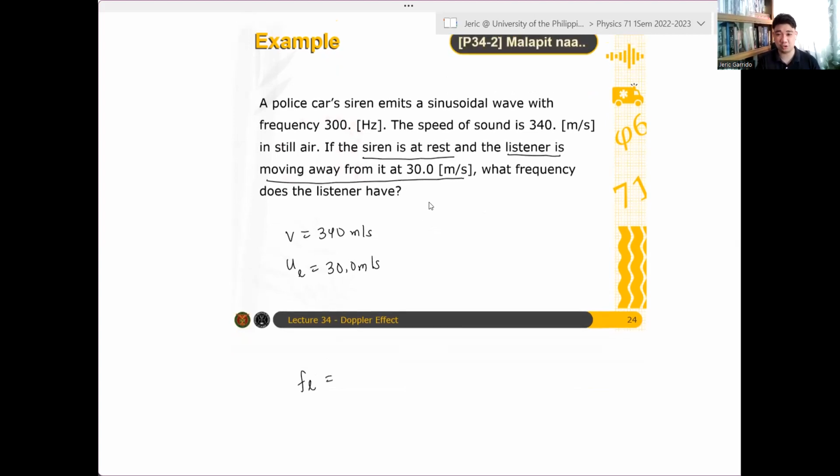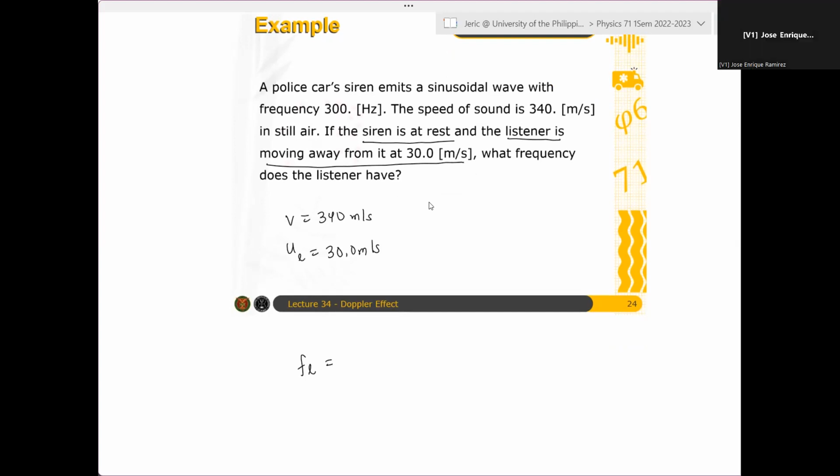Numerator or denominator to? Again, it is the listener that is moving. Ano ulit yan? Sorry? Numerator po. Yes, tama. Gagamitin natin ngayon si numerator. So in that case, we have V plus or minus. Ayun, isa pang tanong. Remember, the listener is moving away. It's receding from the siren. Therefore, is it positive or negative? Negative. Yes, it should be negative, tama. So V minus UL over V times Fs.